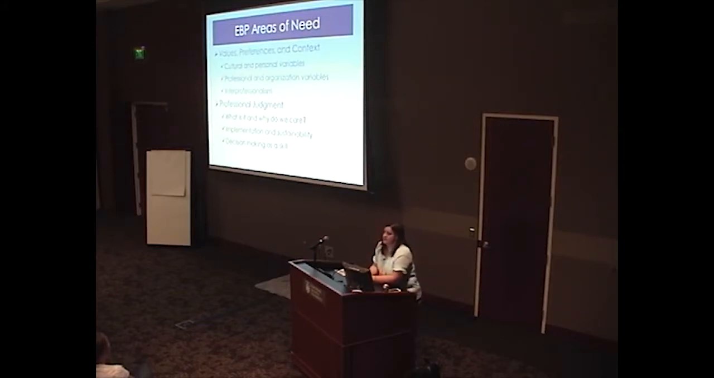So here are the areas of need within evidence-based practice. And you could tell that from the conversation that we had, and your question to Tim was perfect. It's like, how do we get this done? Where we struggle is these values, preferences, and contexts. Things that need to be worked out is like, how does culture or personal variables come into play? Also, like the professional and the organization.